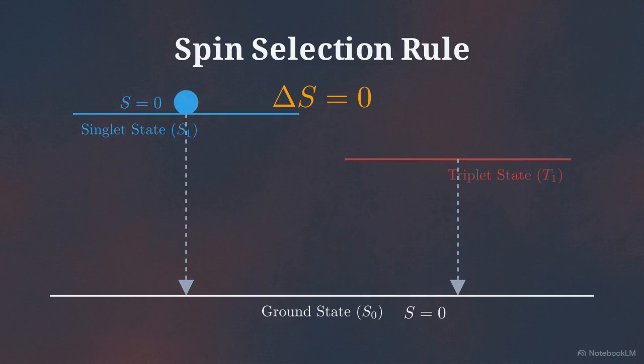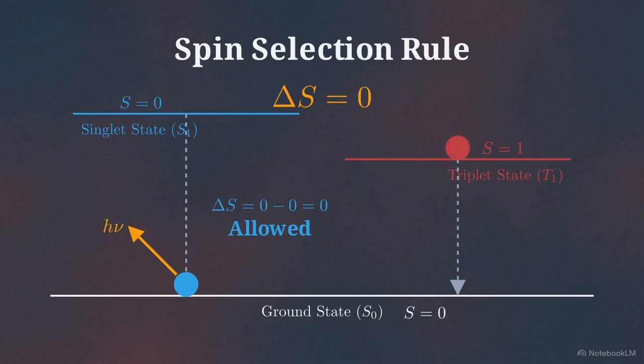Because the natural ground state of most organic molecules is a singlet with a total spin of 0, an excited singlet exciton can drop straight down. 0 minus 0 is 0, so it smoothly releases its energy as a photon. A triplet exciton has a total spin of 1. To reach the singlet ground state, it would have to change its spin. Under simple quantum rules, this transition is formally forbidden.